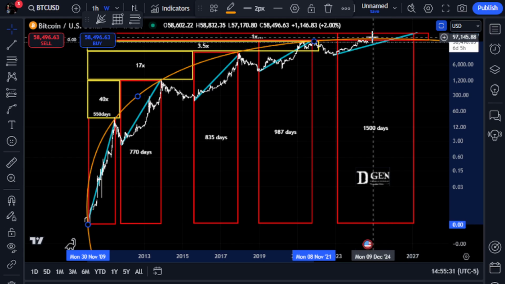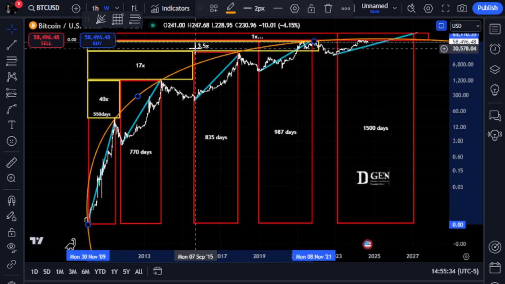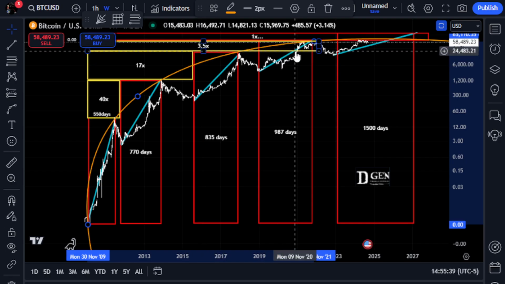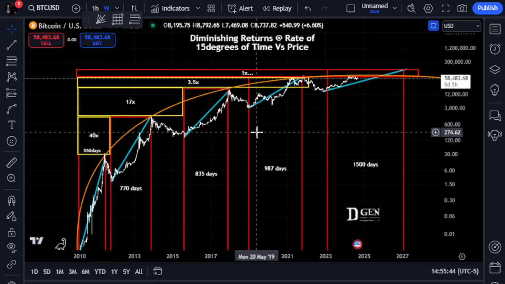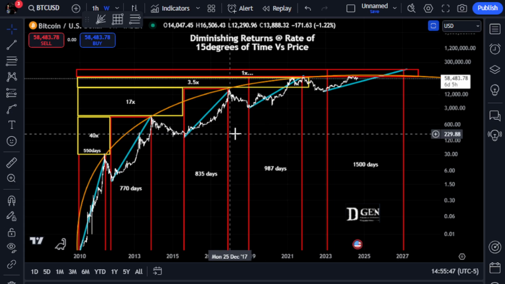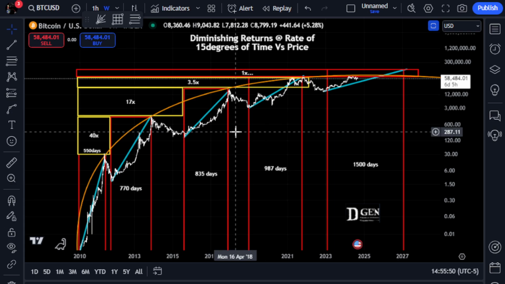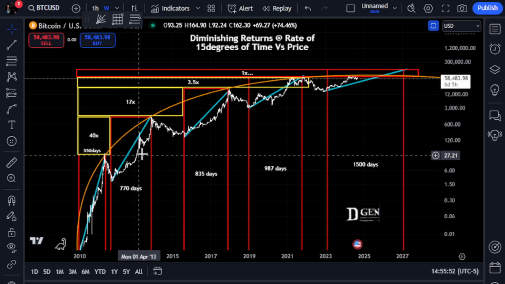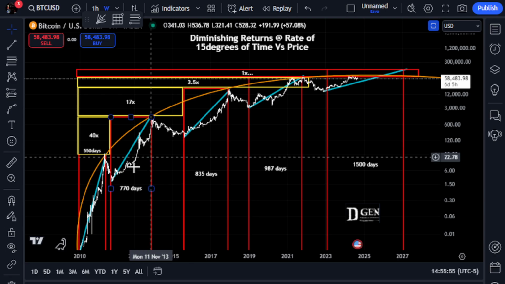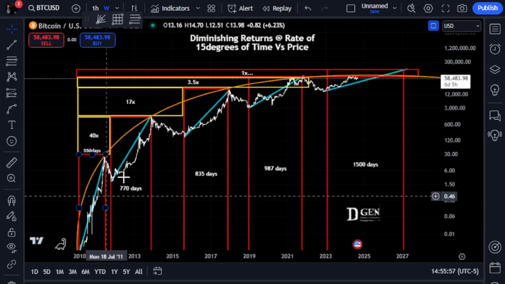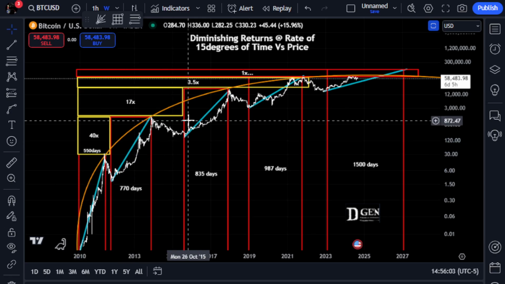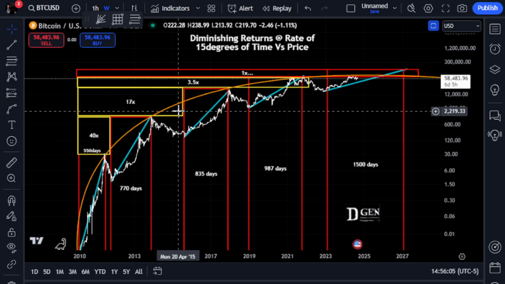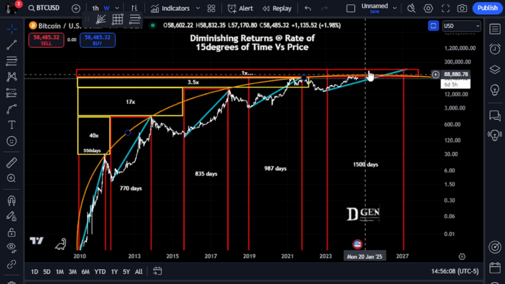Even if we continue to follow this rate of decay, you're looking at like 125 to 150,000 until this thing has essentially flatlined as far as the rate of increase from bull run to bull run. So that's all I wanted to point out there. It's just that there is a consistent rate of decay in returns from bull run to bull run. It is losing 15 degrees of time versus price following this specific fitted growth curve.